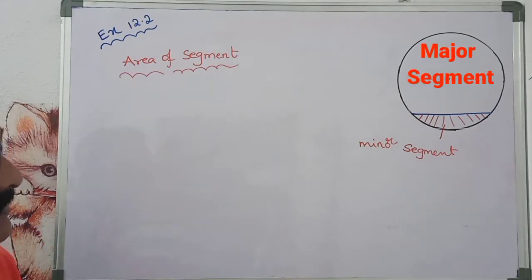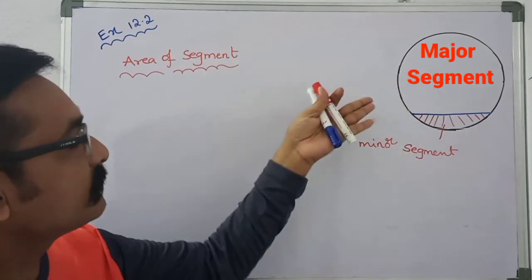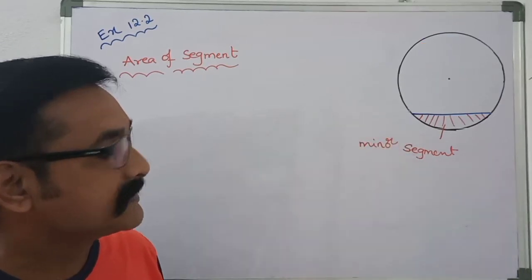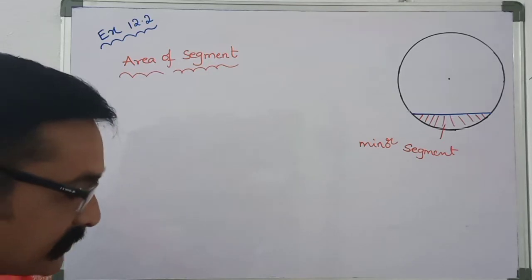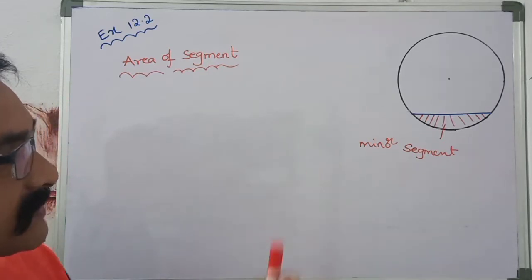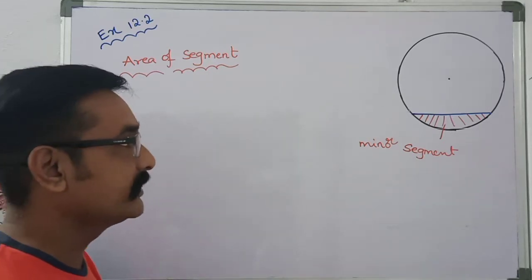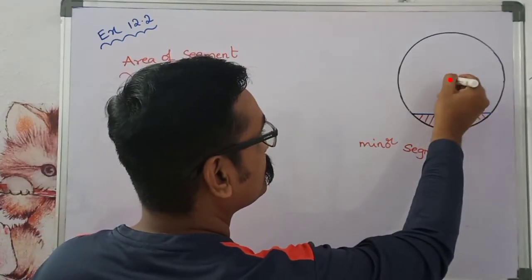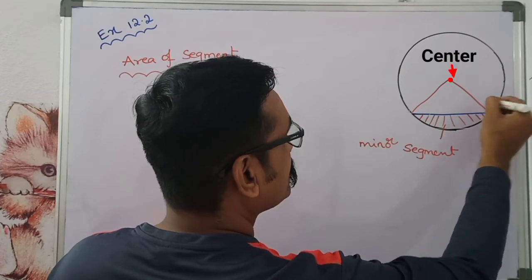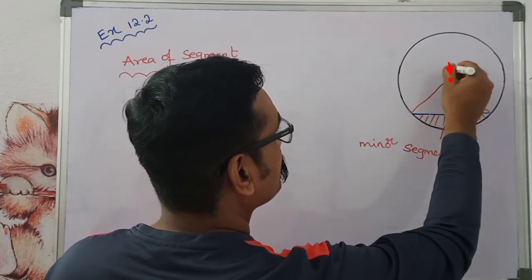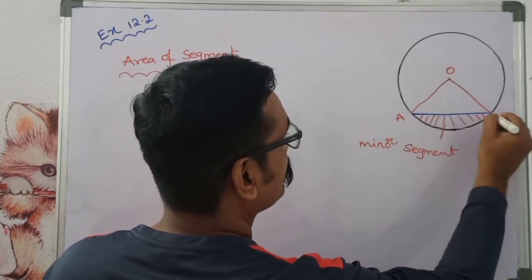Now the question arises: how to find the area of the segment? They will ask in the questions to find the area of the segment, but we cannot find the area of the segment directly. So what we have to do is, from the center to the chord, mark two points.